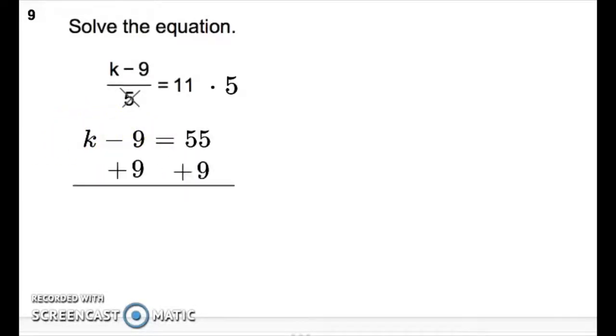Looking at number 9, we have k minus 9 over 5 equals 11. All of this is in a fraction, and our variable we're solving for is up top. So we get rid of the fraction first by crossing out the 5 and bringing it to the other side and multiplying it to 11. We write down everything that's left over here, which is k minus 9, and set that equal to 11 times 5, which is 55. So we have k minus 9 equals 55. Now we add 9 to both sides, and we get k equals 64. So that's going to be the answer.